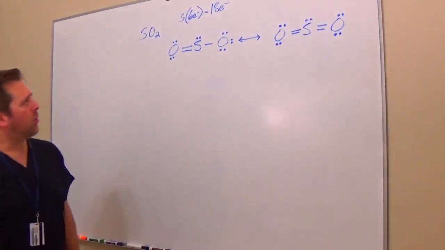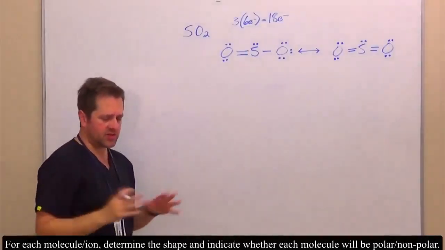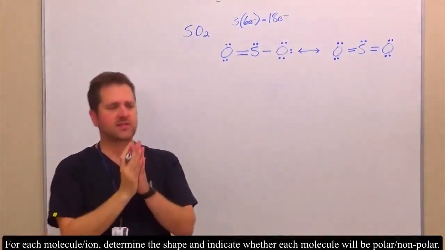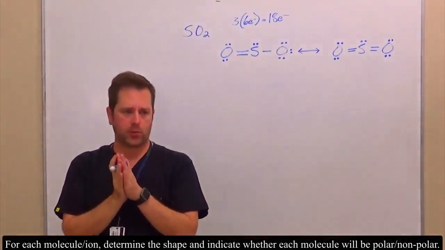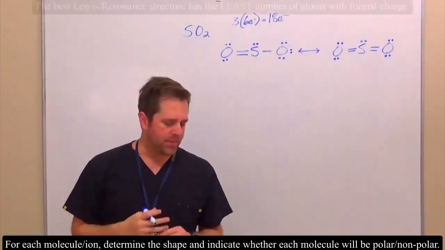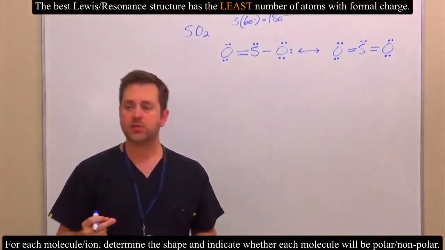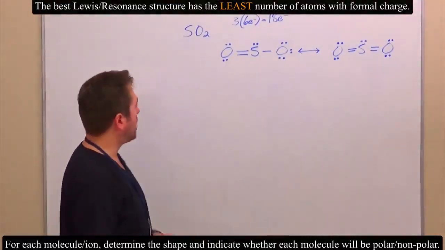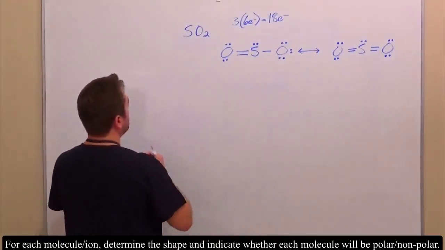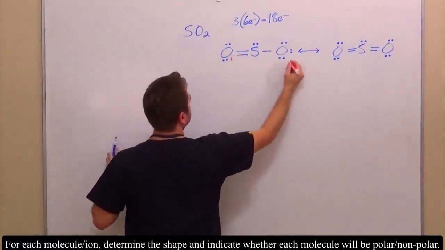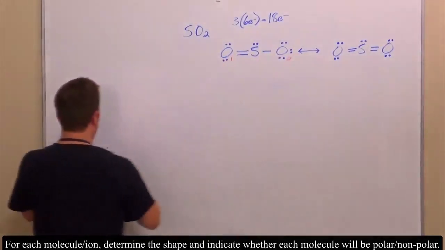Okay. Well, after you've figured out all your basic Lewis structures and you've accounted for resonance and so forth, the next thing to start figuring out would be formal charges. What's the point? Well, the best Lewis and resonance contributing structures are going to have the least number of atoms with formal charge. So let's progress forward. Let's call this oxygen number 1 and this one number 2, and we'll figure out the formal charges of the elements here.